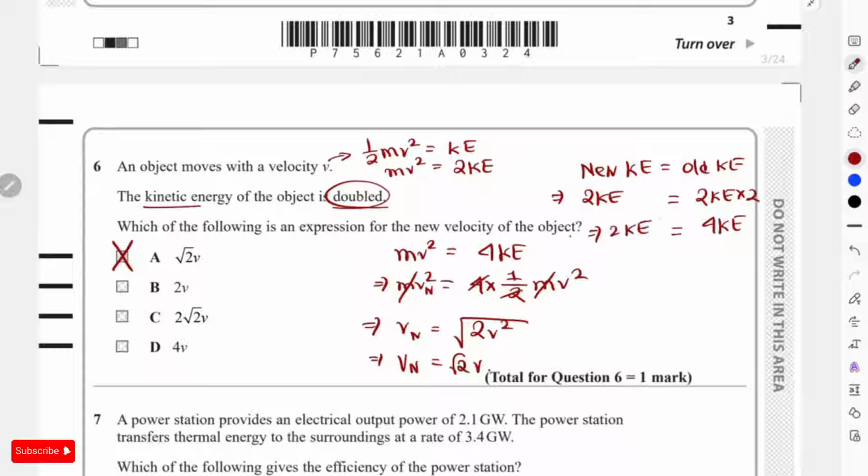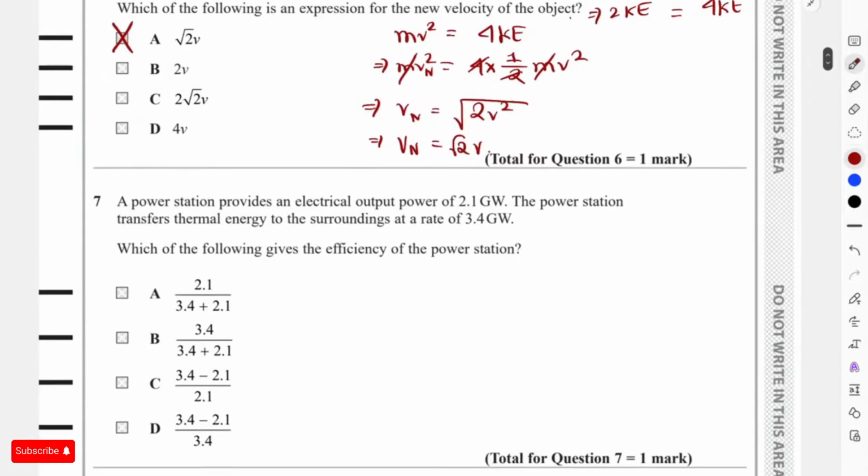right? And then again, if you break down kinetic energy in terms of half mv square, to multiply with half mv square, you'll be left with just v square. Okay, it was quite tricky, I would say. So moving on to question 7.